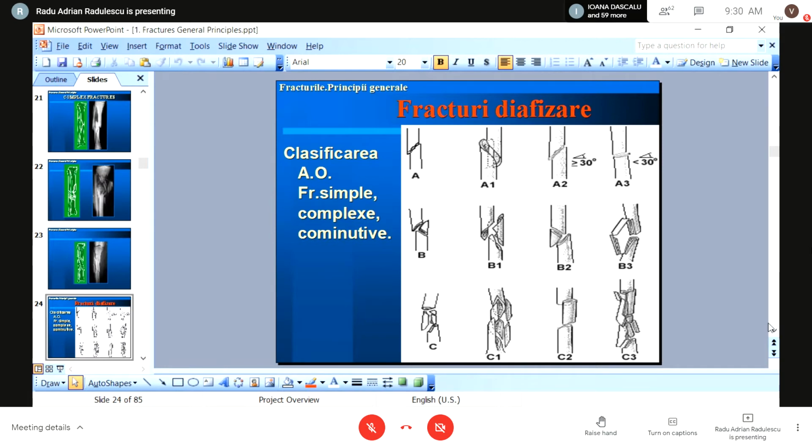But now, because that was the name of this association at that time, we'll still refer to it like AO, Association d'Osteosynthèse. Okay, let's go back to our classification. According to this classification system, the fractures of long bones are divided into three main types.